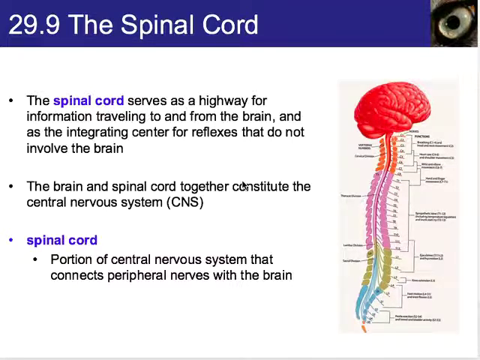Control Part 2. We're going to start at 29.9, the spinal cord. The spinal cord serves as a highway for information traveling to and from the brain and as the integrating center for reflexes that do not involve the brain.